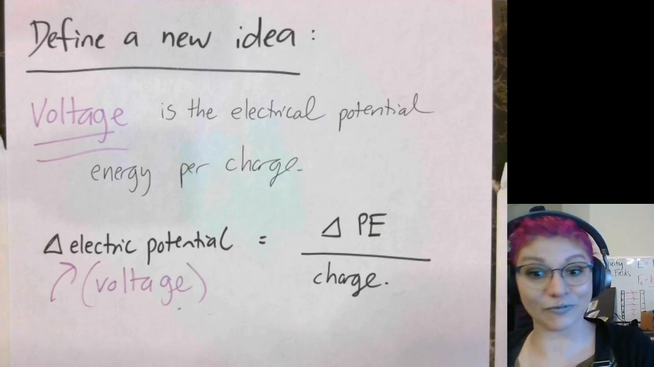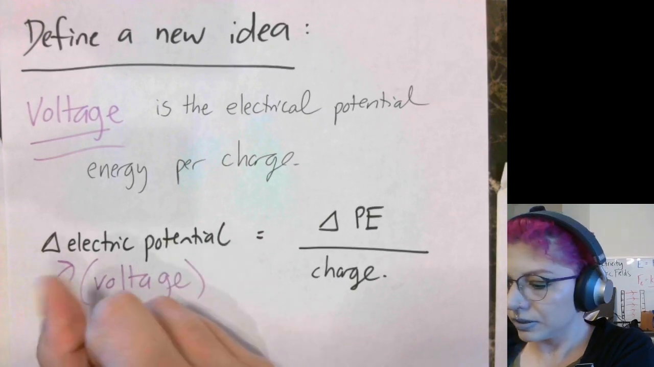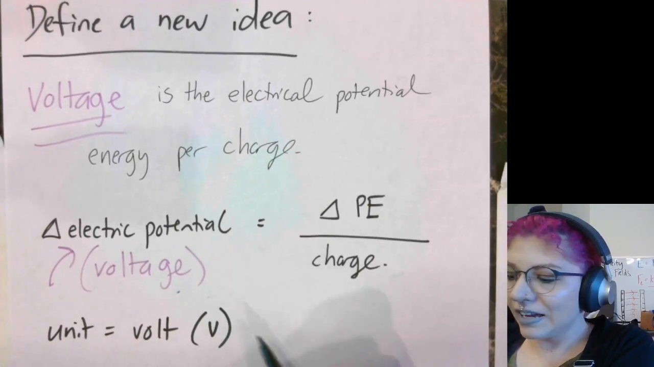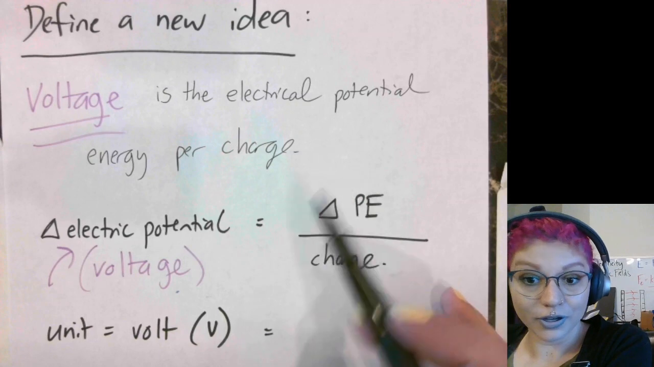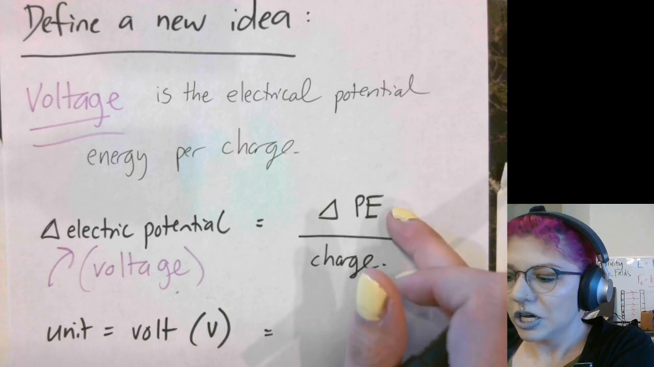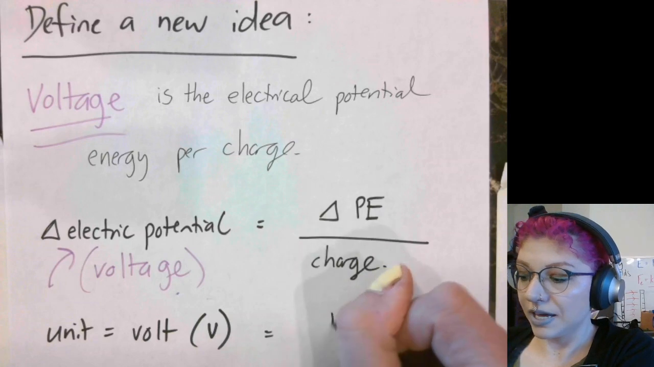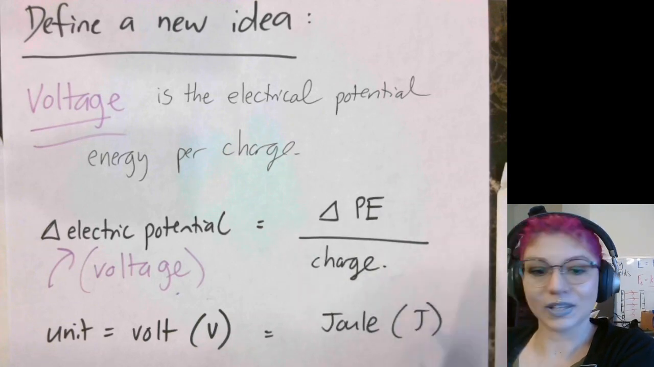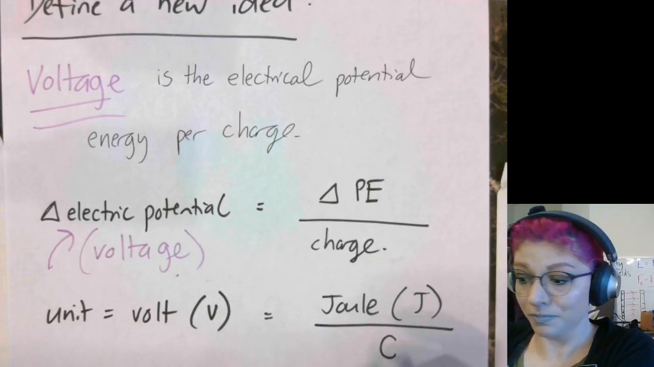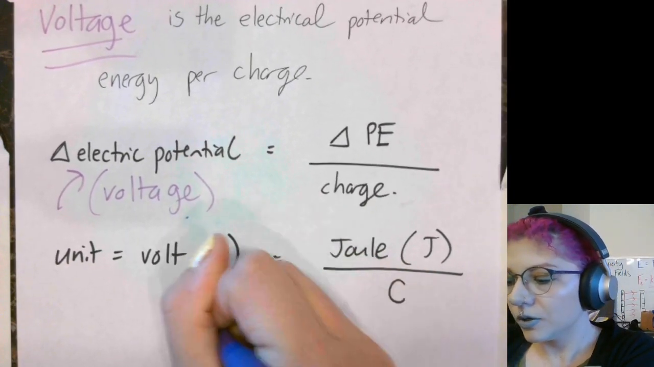Before I forget though, units are very important. The unit for electric potential is the volt, so V, and let's see if we can dissect this equation to figure out those units, what it means. Potential energy. What is our unit for energy? Hopefully you said the joule. And what is our unit for a charge? Hopefully you said C, the coulomb. So a volt is equal to a joule per coulomb.